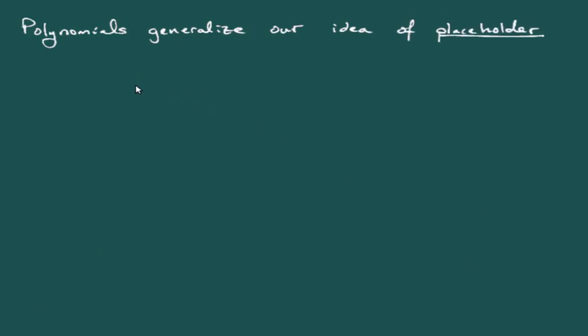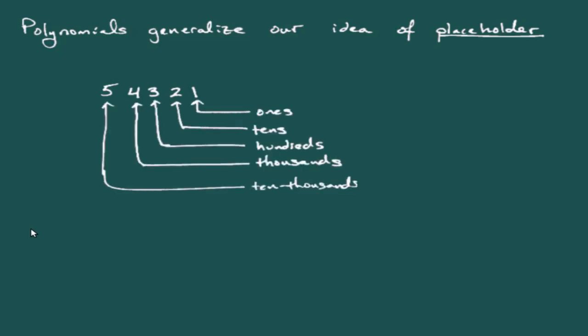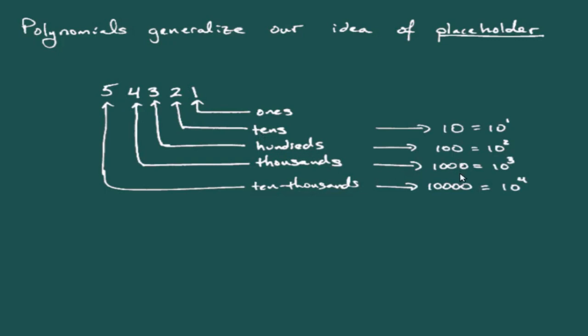Another thing with our polynomials is that they are generalizing ideas, and it's really a generalizing idea of our placeholder. Now, when you were learning the places for numbers, if we had something like 54,321, well, we had place value for each one of those digits. We had the ones place, the tens place, the hundreds place, the thousands place, the 10,000s place, and so on and so on. Now, each one of those places was really going to be a power of 10.